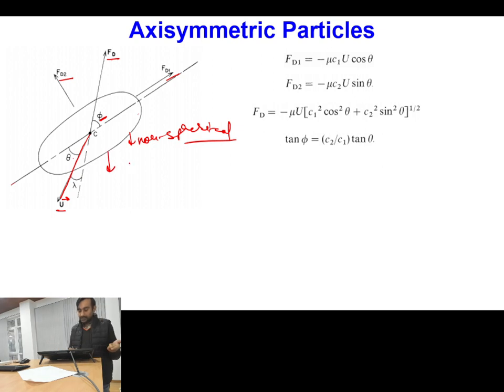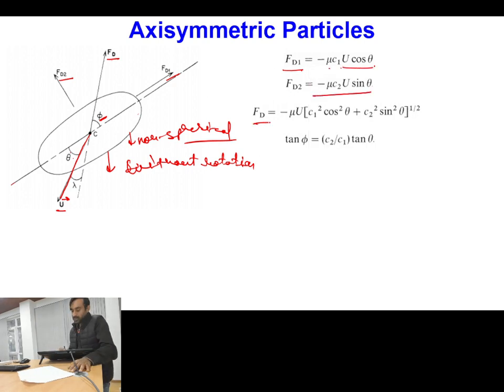And let us consider that this is moving without rotation. So in this case, what will be happening? Fd1 will be mu c1 into u as my factor, and its component parallel to the axis will be nothing but cos theta, and perpendicular to the axis will be sin theta. So your total drag force will be the resultant of these two. That's why you have the sum of squares and then the square root of the sum. And you have to find the direction in which this drag force is acting, that will be c2 by c1 into tan theta. So this is the value of phi.